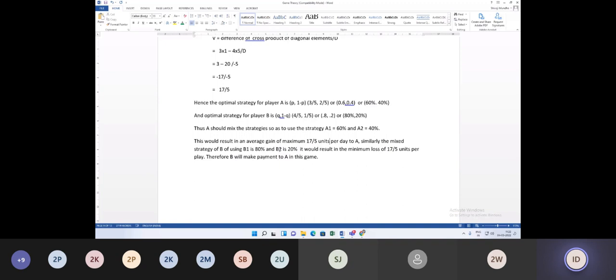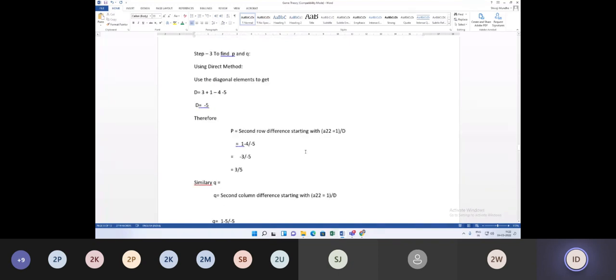The final decision is that B will make a payment to A in this game, right? Therefore, B will make a payment in this game. So this is called a mixed strategy game, right?